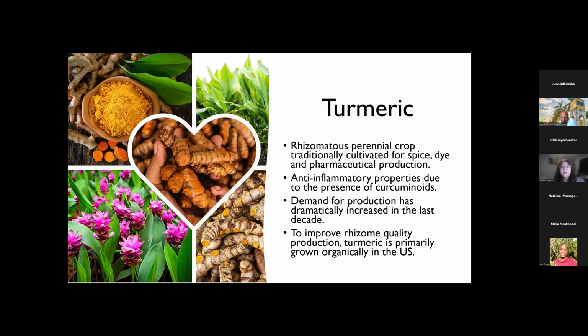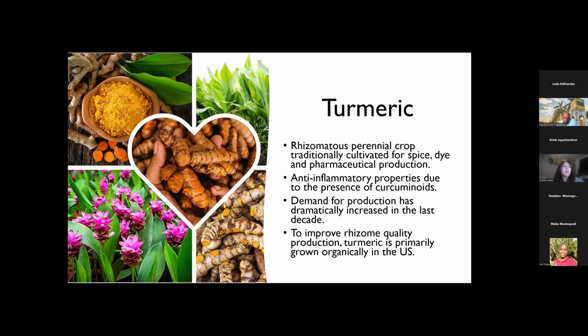In the US, the demand for turmeric and turmeric products has skyrocketed over the last decade. The annual value of turmeric imports increased from $14 million all the way to $63 million. Despite this high market value, only a few farms produce turmeric in the US and South Florida. The production of turmeric in the US is primarily organic, to produce and maintain high quality rhizome yields, since rhizomes are very prone to accumulating heavy metals and noxious chemicals from inorganic fertilization.